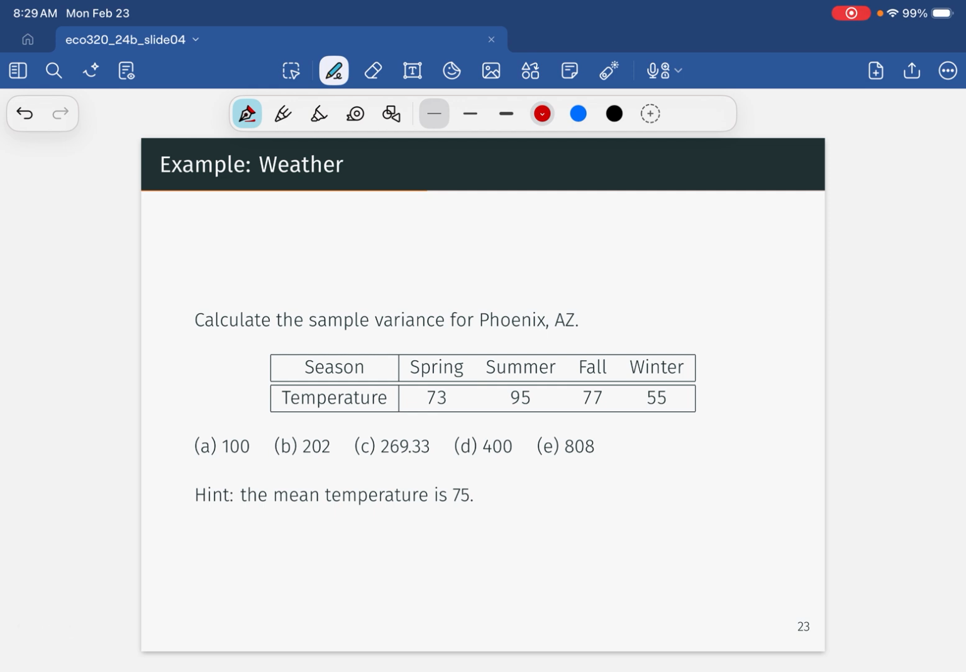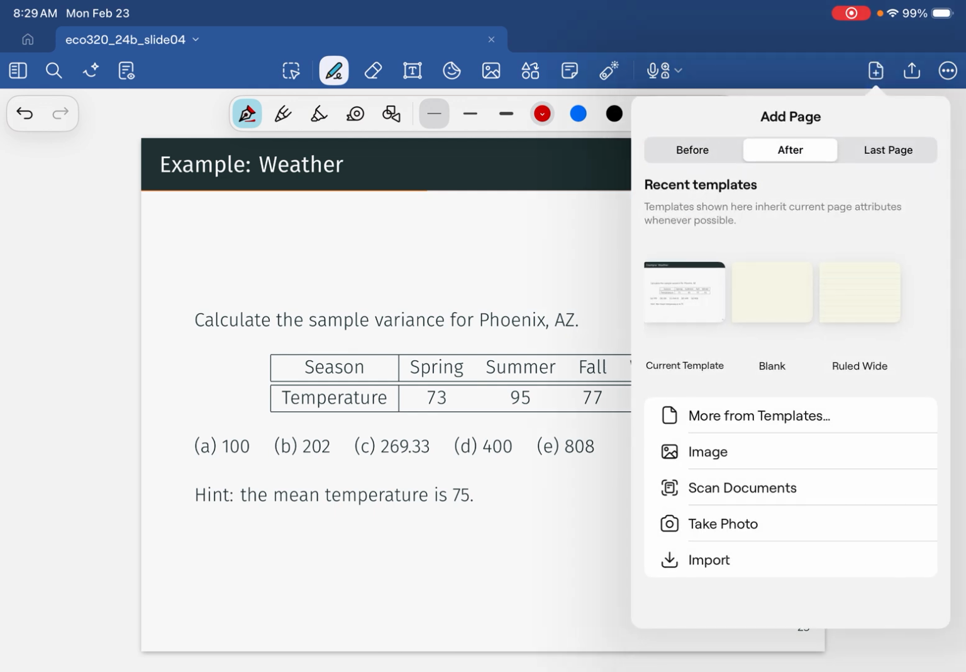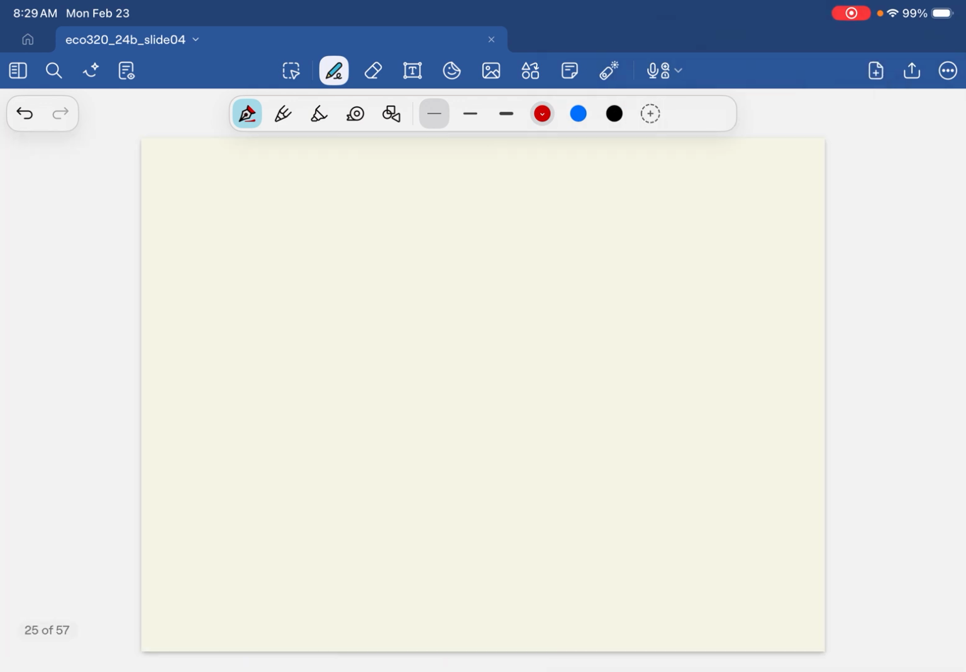Now it's your exercise. Let's try this. Calculate the sample variance for Phoenix, Arizona with these different numbers. Also, there are 4 numbers. So you stop the video and try these numbers. I will do it here. The 4 numbers, I will just call them X: 73, 95, 77, and 55. We got 4 numbers.